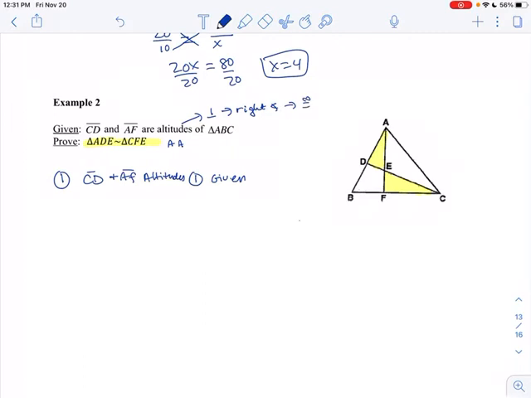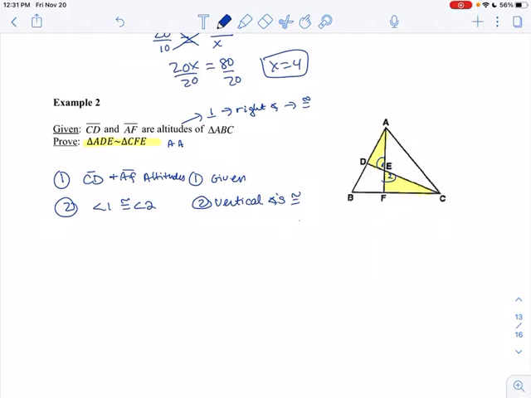I also have these angles right here. I'm going to call them angle 1 and angle 2. Those are vertical angles. So that's something everybody should be able to say, that angle 1 is congruent to angle 2. And why? Because vertical angles are congruent. Remember, I'm trying to prove that these are similar to each other.